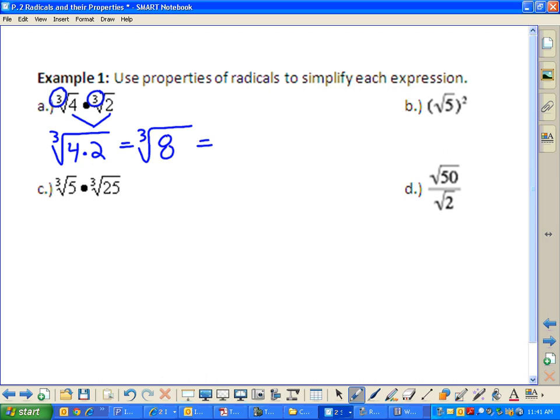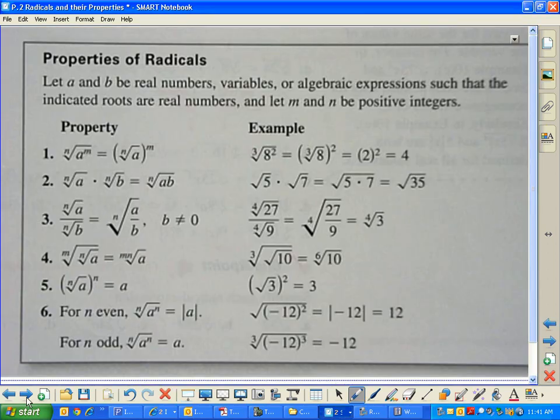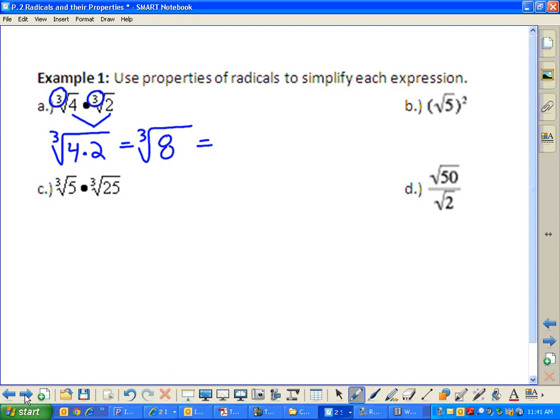Now what's nice is that I remember that number from my warm-up. I remember that the cube root of 8 was a very important number. You folks had to list out your first 5 perfect cubes, and I'm hoping that you'll see them enough that they become part of your memory. But 8 was that second number you wrote down, which means you can take the cube root of that number and it works out nice. The cube root of 8 is 2.